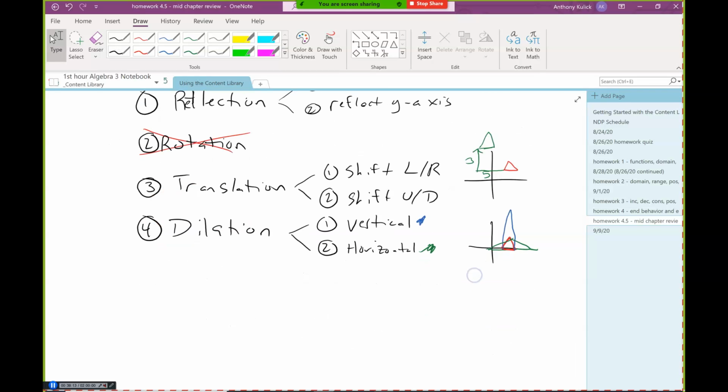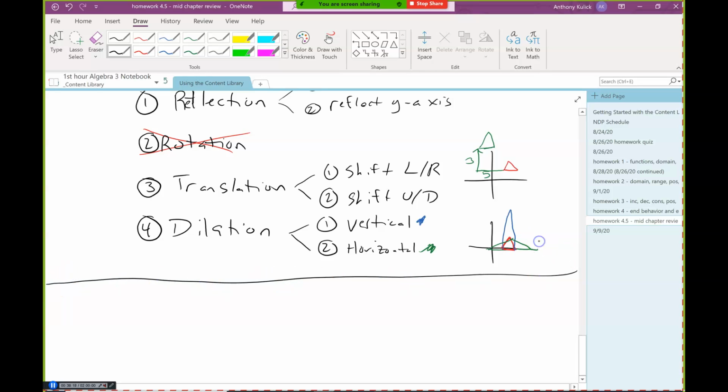But remember our definition for a function. A function is just a set of ordered pairs, right? So a shape is just a set of ordered pairs. So any transformation I can do to a shape, I should also be able to do to a function. Everybody with me there? Since both of them are basically just sets of ordered pairs.